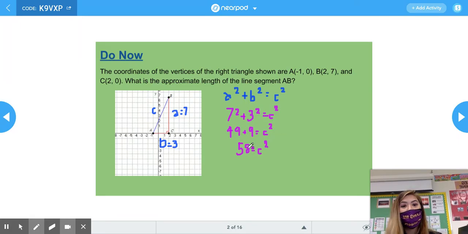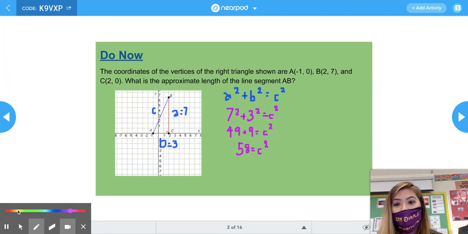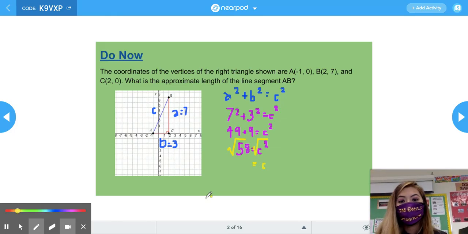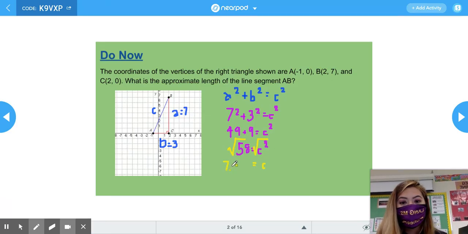And now we know that C squared is equal to 58, but we want to just find the length of C. So what we have to do is square root 58, and then we're also square rooting C squared. So that simplifies to C is equal to, if we round it to 2 decimal places, 7.62.